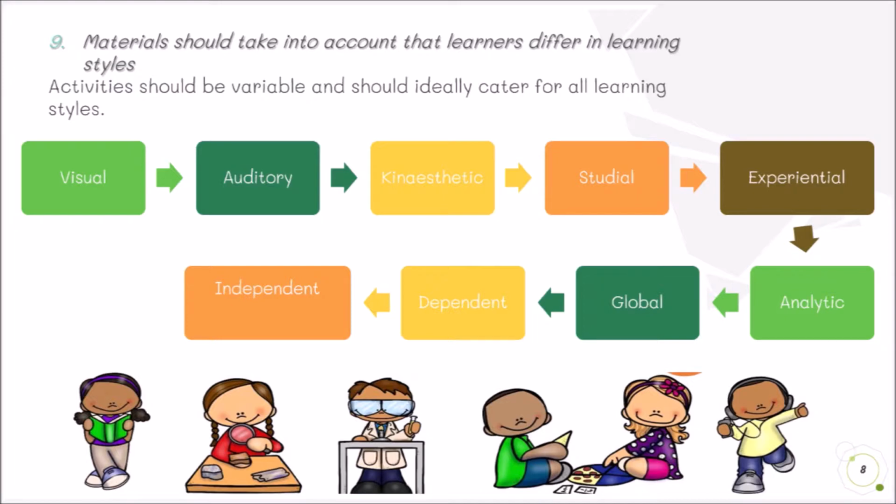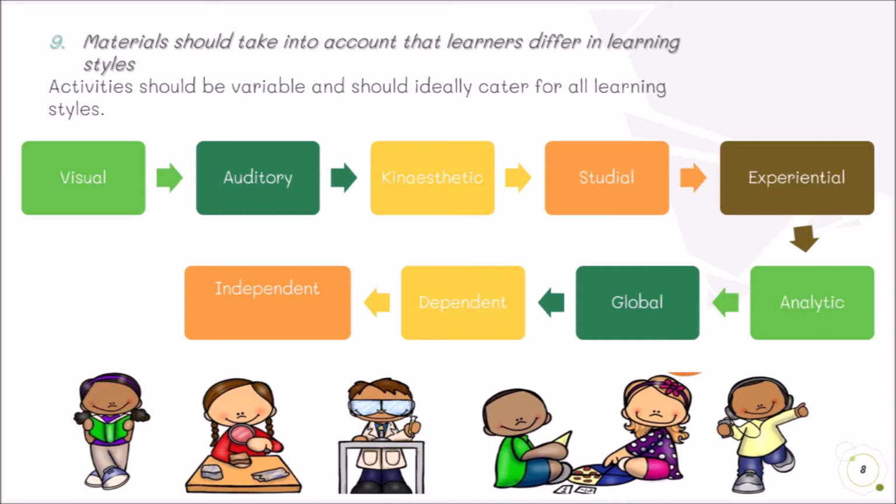Studial, learners like to pay attention to the linguistic features of the language and want to be correct. Experiential, learners like to use the language and are more concerned with communication than with correctness. Analytic, learners prefer to focus on the small bits of the language and to learn one by one. Global, learners are happy to respond to whole chunks of language at a time. Dependent, where learners prefer to learn from a teacher and from a book.